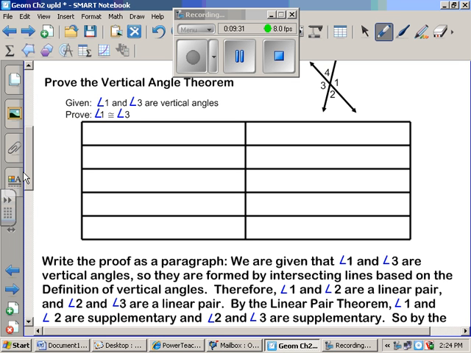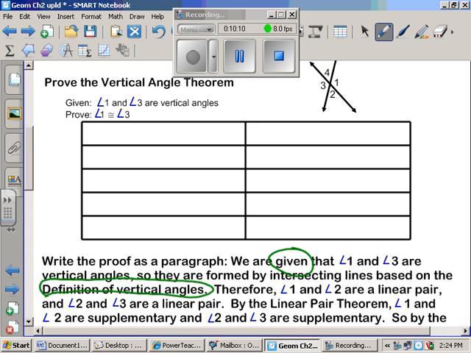Harrison, give me one reason in this proof. Remember, reasons are going to be a definition, postulate, property, or theorem. So just go through, or it's going to be given. So we're looking for words like definition, theorem, postulate, given. Right. Definition of vertical angles. That's one of our reasons. What's another reason? Kit. The first one's given. Yeah, good.